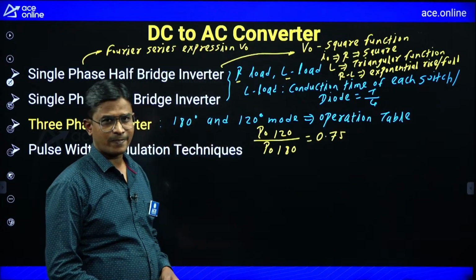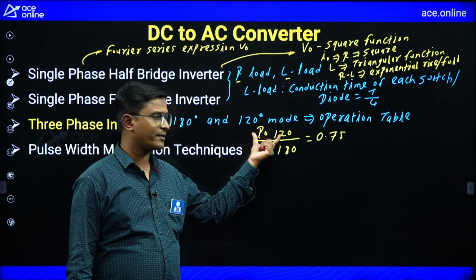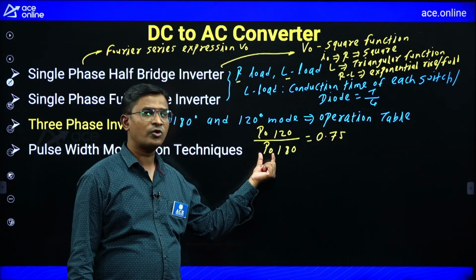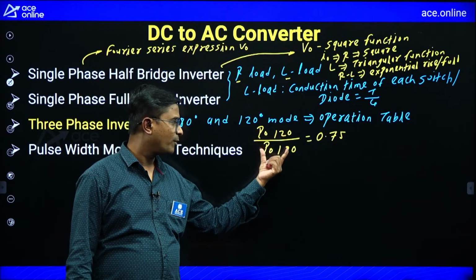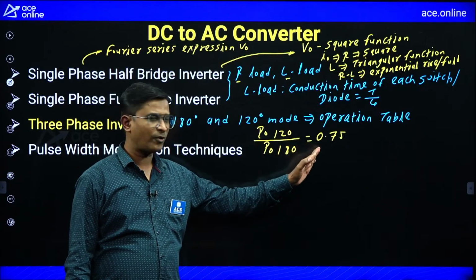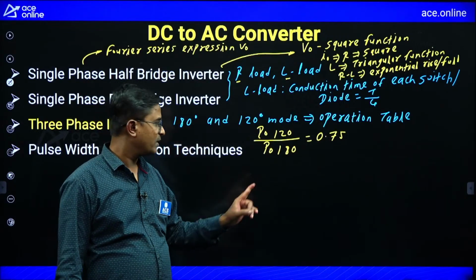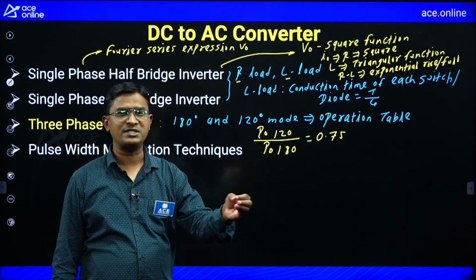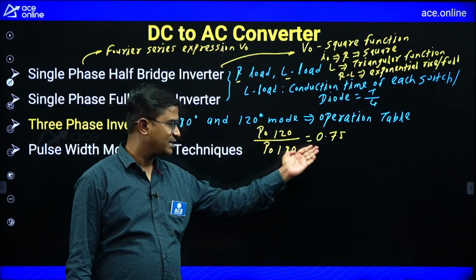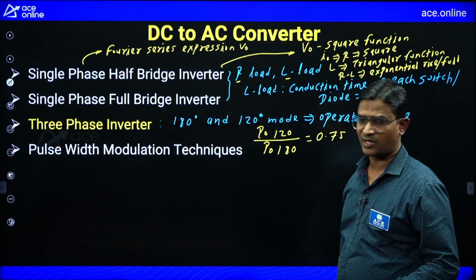What it indicates? If I use 120-degree conduction mode, then my load power, and if I use 180-degree conduction mode, then my load power. So the ratio of these load powers for 120-degree and 180-degree conduction mode is 0.75. In one examination they asked, for 180-degree if my load power is 10 kilowatt, then for 120-degree what is the load power? For that you can use this expression. So very few questions you can expect.